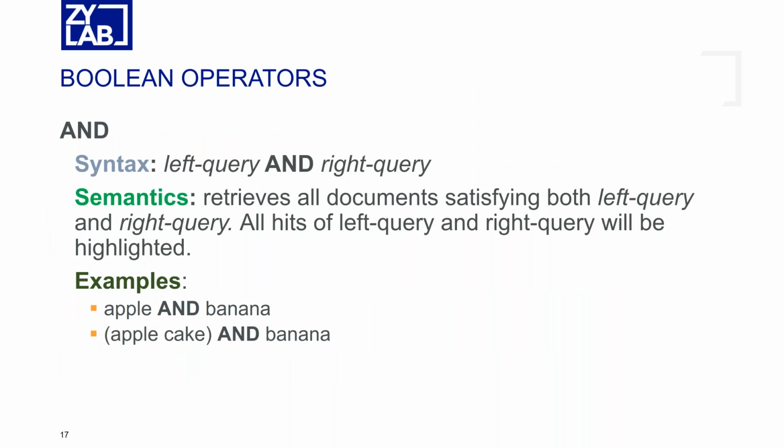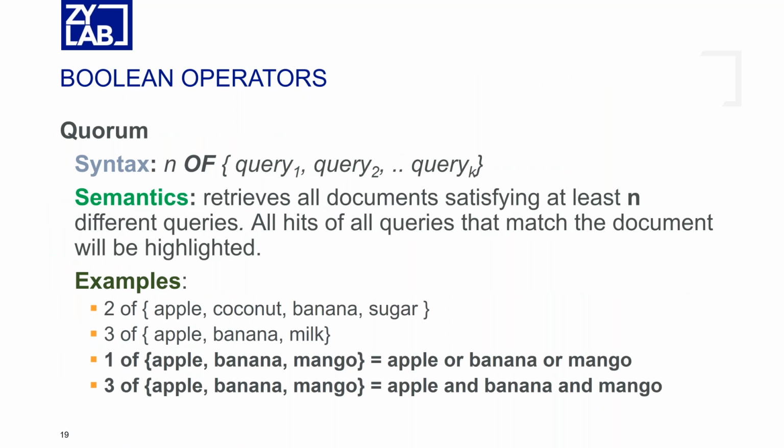Now, Boolean operators I think are quite clear. We have the not operator, the and, and the or. But I do want to talk a little bit about the quorum operator. The quorum operator allows you to have a list of queries or terms, and you can say how many of these queries or terms have to match in order for the document to be a hit.